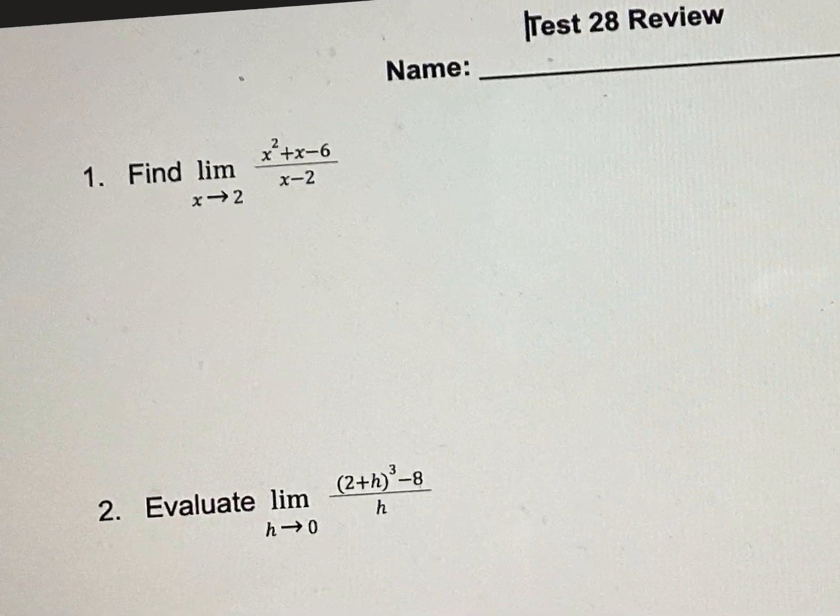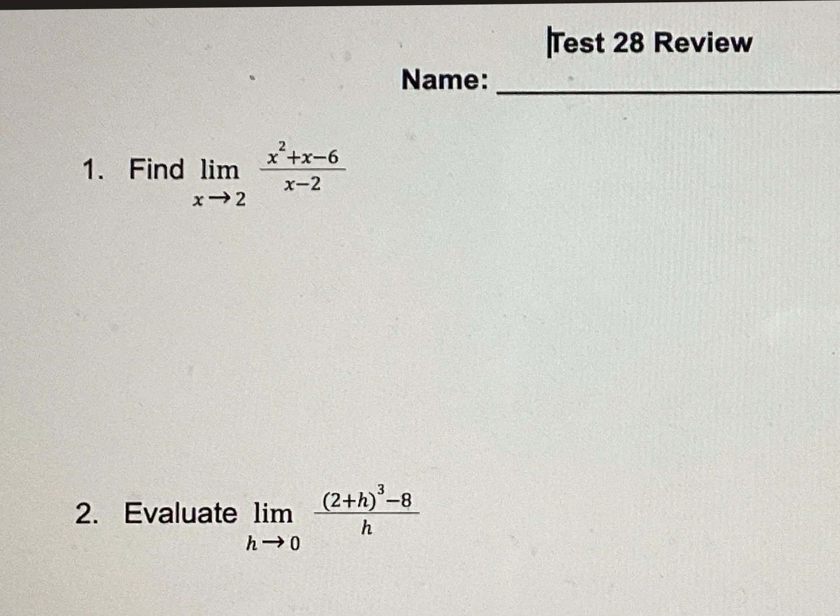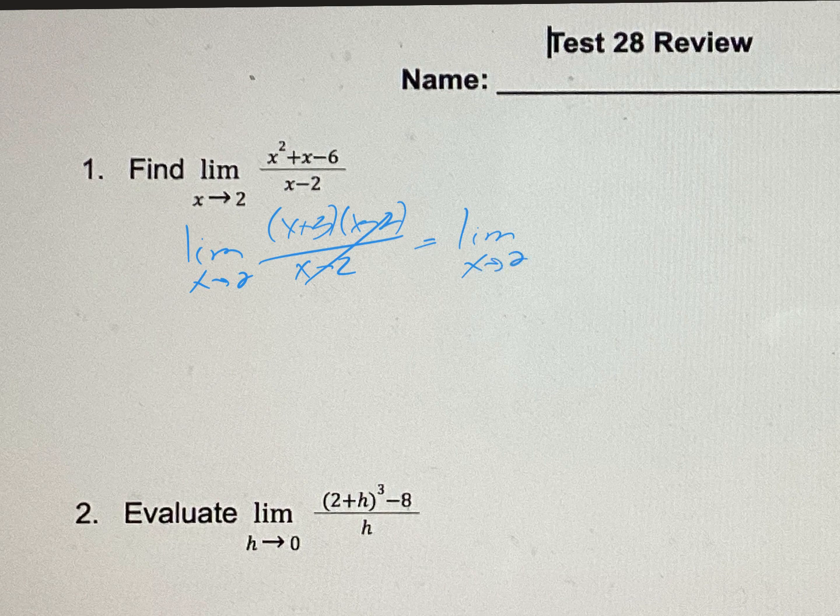Review for test 28. First one says limit as x approaches 2 of x squared plus x minus 6 over x minus 2. Let's start out by factoring that. So I'm going to say the limit as x approaches 2 of x plus 3 times x minus 2 over x minus 2. Those would cancel, which leaves me the limit of only the x plus 3. And because that's a polynomial, you can just substitute the 2 in there. 2 plus 3 is 5.